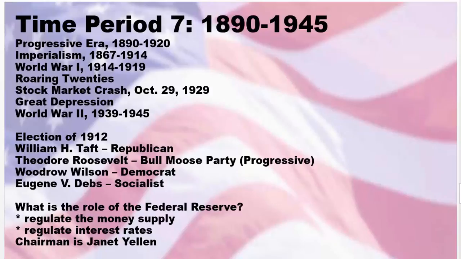Woodrow Wilson received the Democratic nomination. And then there is that fourth candidate, Eugene V. Debs, who you might recall from the Pullman Strike a few minutes ago. And he is the socialist candidate for president.